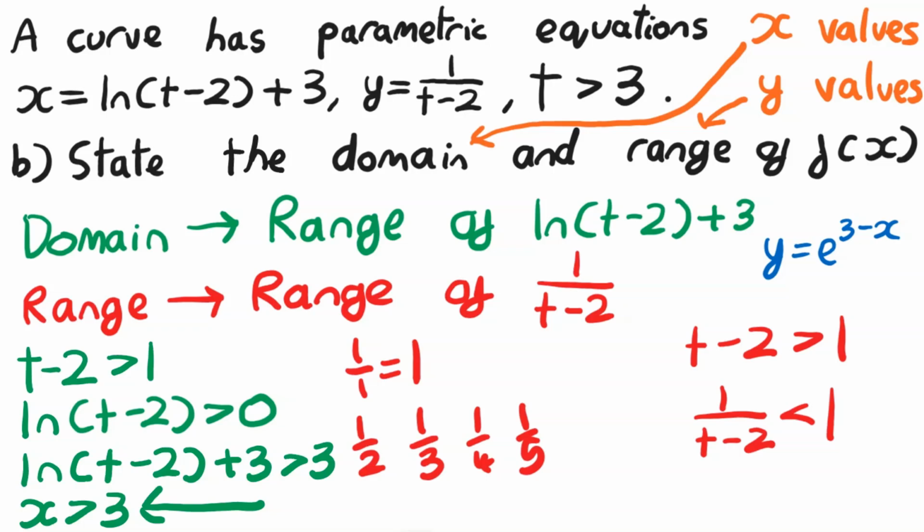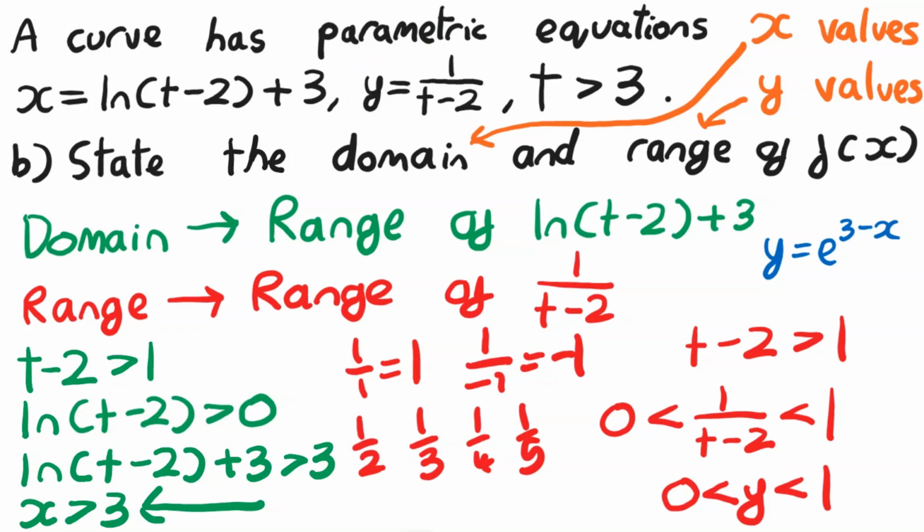Now there's one other thing you need to consider with this inequality. 1 over t minus 2 will also always be bigger than 0. It won't be a negative number. The only way that this would be a negative number is if t minus 2 was negative. So if something like 1 over minus 1, for example, then it would be equal to minus 1. However, t minus 2 cannot be negative, so therefore this cannot be negative either. So therefore 1 over t minus 2, this is what y is equal to, so we can just sub in y here. So y lies between 0 and 1, so this here is the range, okay? And that's the answer here. This here is the domain where x is bigger than 3, and this here is the range where y is between 0 and 1.